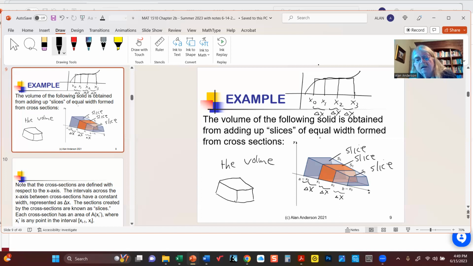The back part is the cross section. Okay, so they each have a cross section. So the volume of each one equals delta x times the area of the cross section.